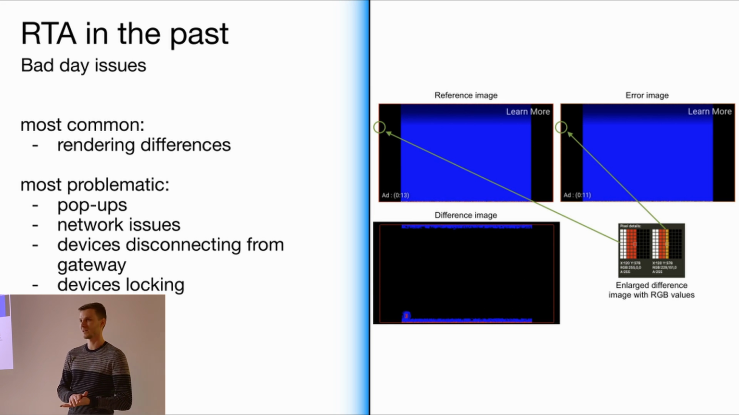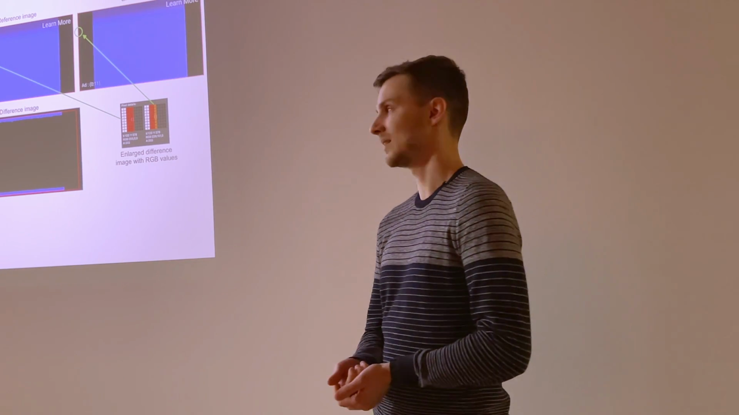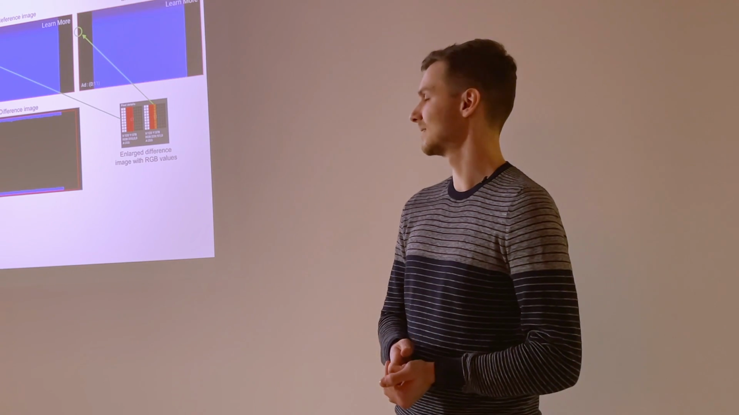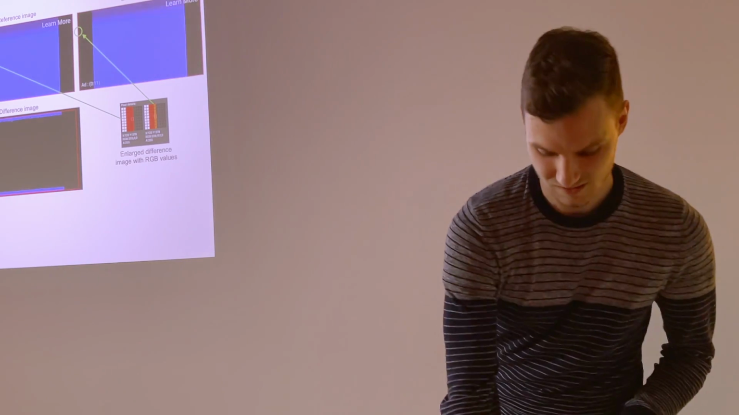So this is the most common issue, but it is not the most problematic. The most problematic are, for example, pop-ups, because we rely on image comparison. If you get one pop-up, for example, you need to sign in to Apple ID, this means that everything will fail. So the test won't be executed on that device for that run. We also had many network issues, and we didn't know why. We had devices disconnecting from Eggplant or from their gateways, and the execution just stalled or stopped. And we also had devices that locked themselves.